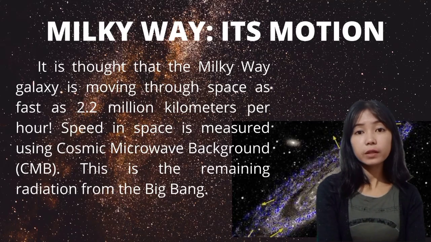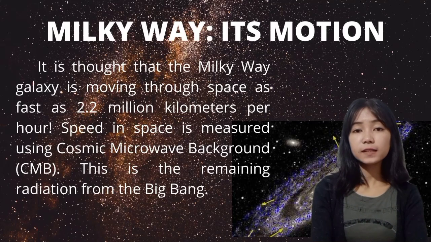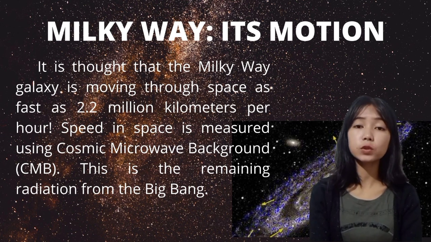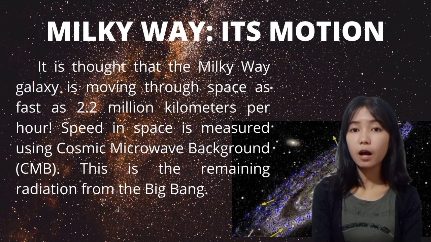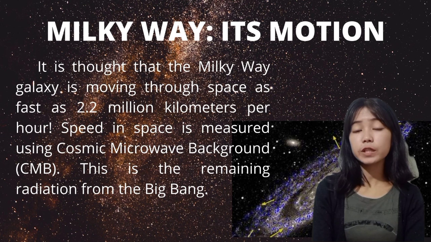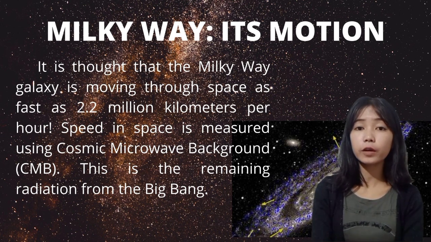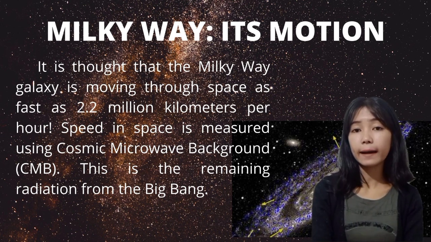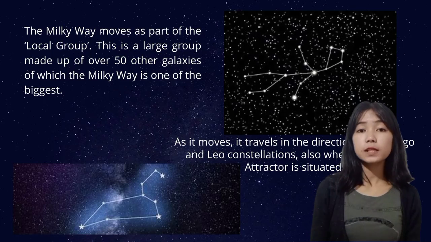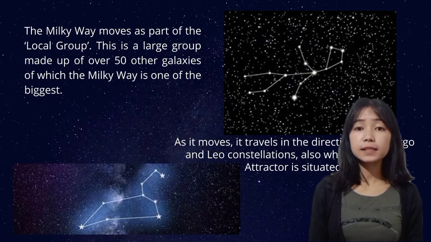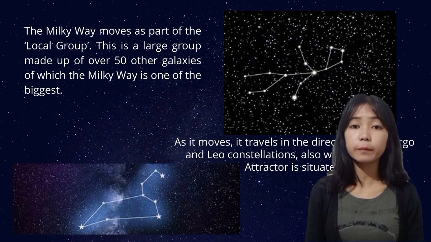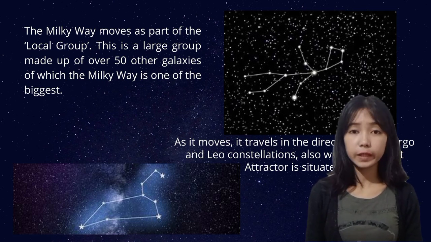Now let's talk about the motion of the Milky Way. It is thought that the Milky Way galaxy is moving through space as fast as 2.2 million kilometers per hour. Speed in space is measured using the cosmic microwave background, or CMB, which is the remaining radiation from the Big Bang. The Milky Way moves as part of the Local Group, a large group made up of over 50 other galaxies, of which the Milky Way is one of the biggest.